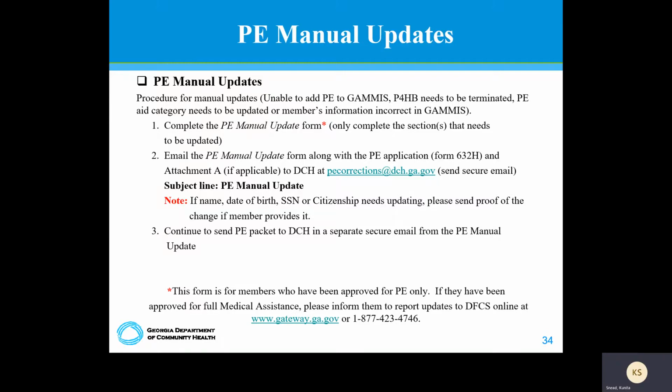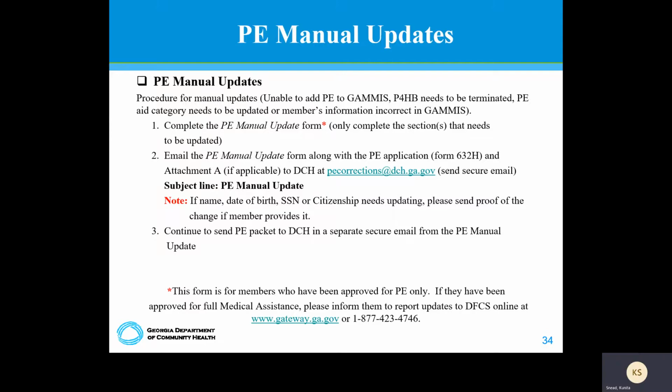And then if you are doing this form over the phone, you're going to be sending the attachment A, and we have not looked at the attachment A yet. But if you're doing the application over the phone and you have to send this update form, please make sure you are attaching a copy of the attachment A. And you will see why, because on the 632H, if you're doing the interview with the person right there in the office with you, they're able to sign that application. But if you're doing it over the phone, they're not able to sign the application.